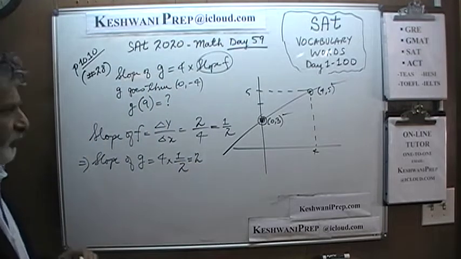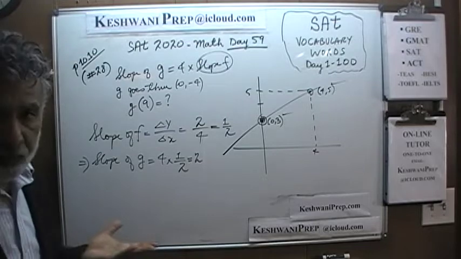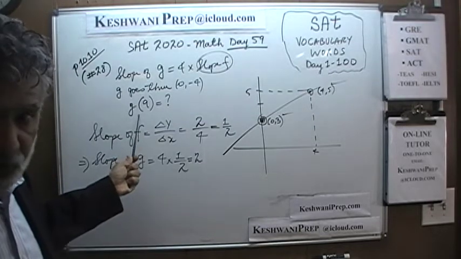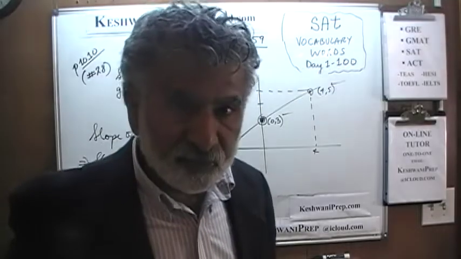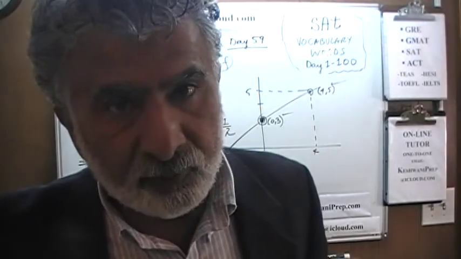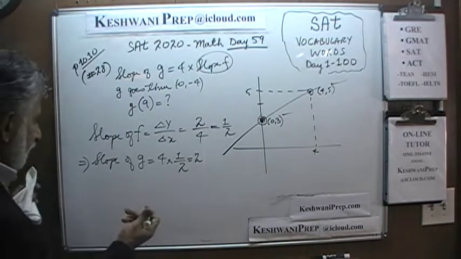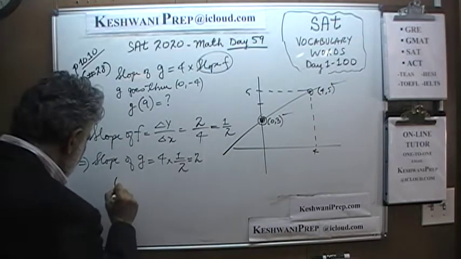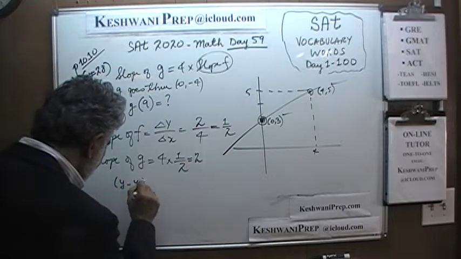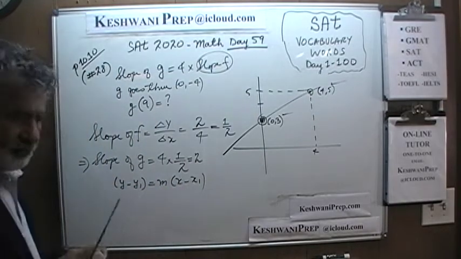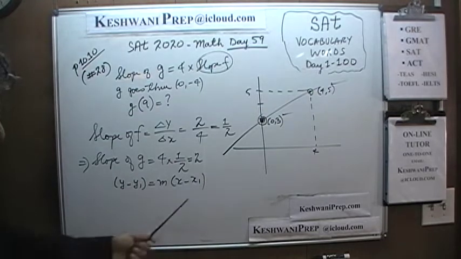Now we can figure out the function. The next thing we have to do is figure out the function g, and once we have the function itself, we can figure out what's the value of that function when x is equal to 9. So let's do that. We're running out of room here. We have a couple of choices. I'm just going to use this formula. y minus y1 is equal to m times x minus x1. This is called the point-slope formula.